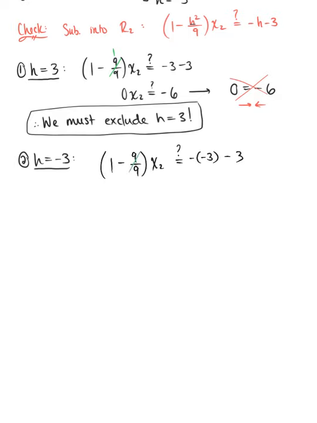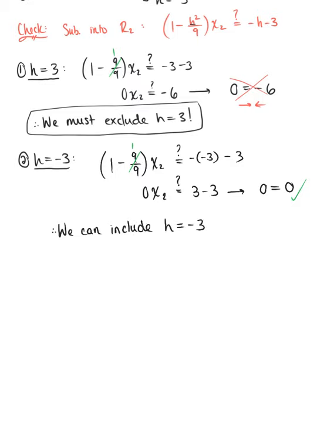So notice here, we already know what the left-hand side is going to be equal to. It's the same as case 1. We have 0 times x sub 2, and we want to know, is that equal to positive 3 minus 3? Which gives us 0 is equal to 0. And that's fine. This is a true statement. 0 is equal to 0. So this lets us know that therefore we can include h equals negative 3.